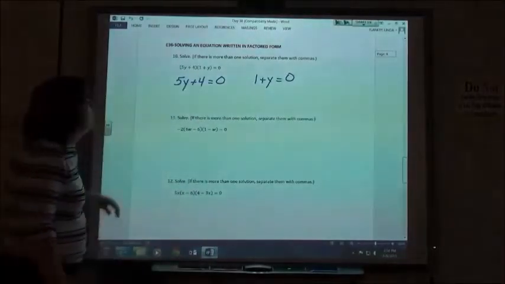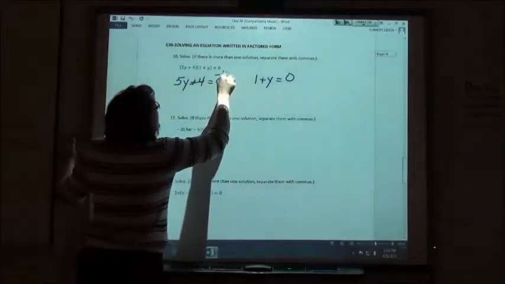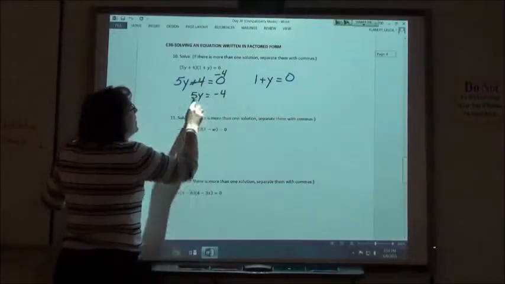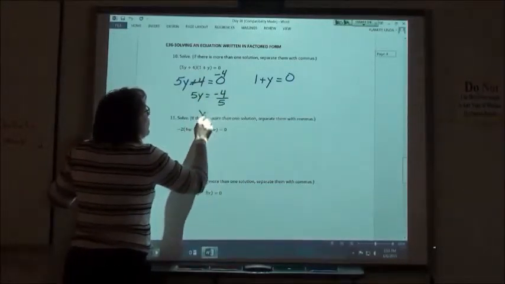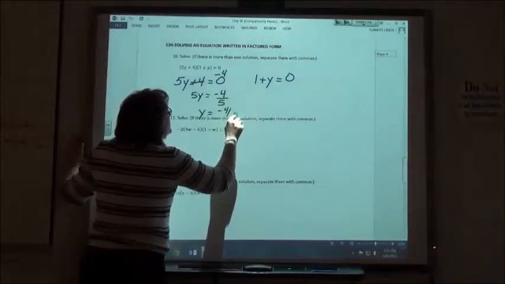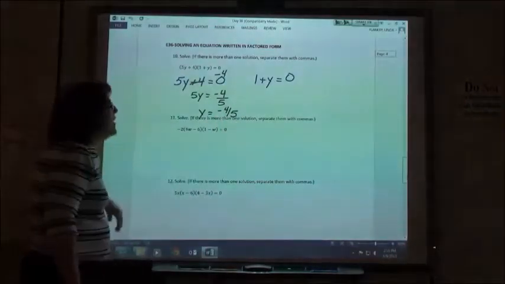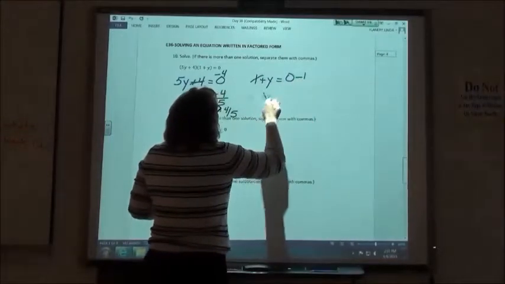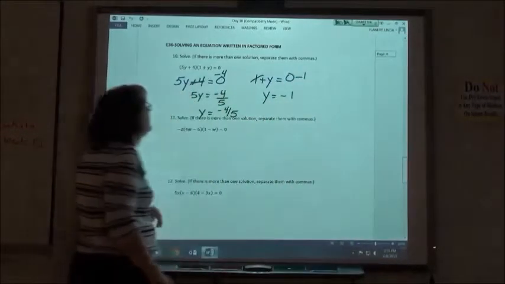So solving this first one, I'm going to minus my 4: 5y equals negative 4, and divide by 5. Y equals negative 4/5. On the next one, I'm going to move my 1 to the other side, so I'm going to minus 1: y equals negative 1.